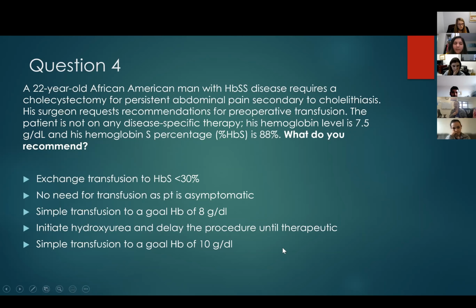That is correct. Before any elective surgery, you do want their hemoglobin goal to be at 10. So you normally do simple transfusion to bring it up to 10. But if they're undergoing a major surgery, like a CABG, then you would do an exchange transfusion and make sure that before going into the surgery, their hemoglobin S is less than 30%. But because cholecystectomy is an intermediate risk surgery, simple transfusion to a goal of 10 is the answer.